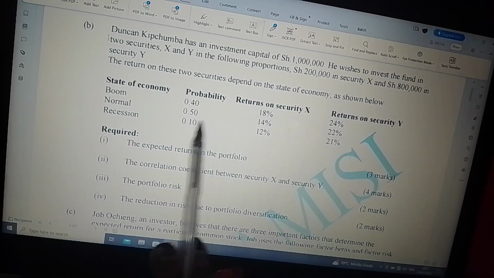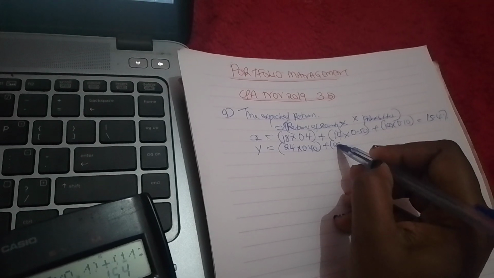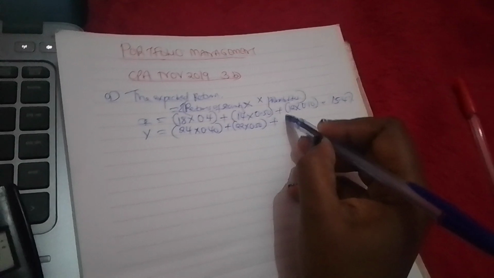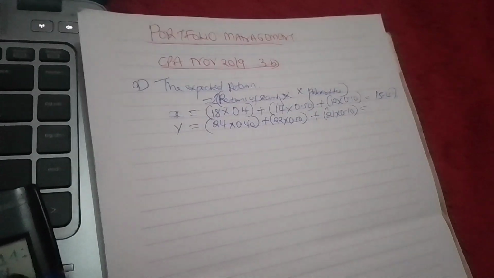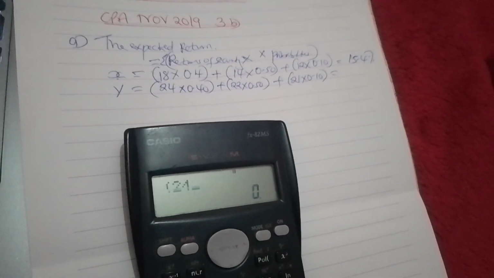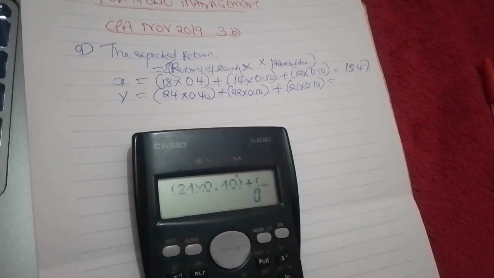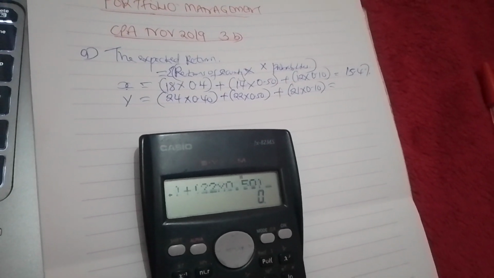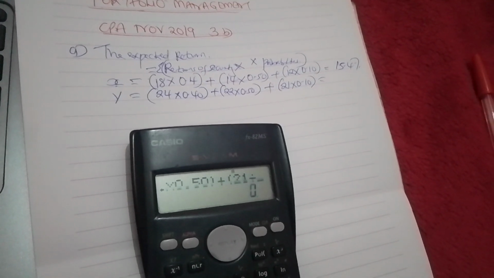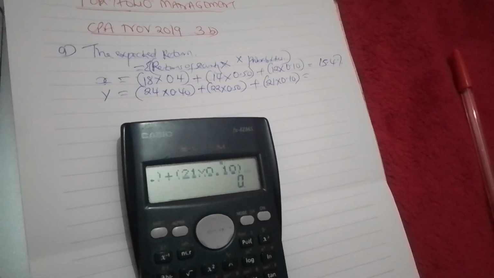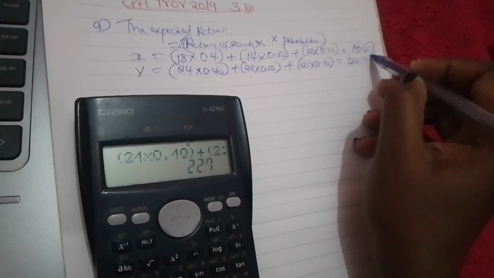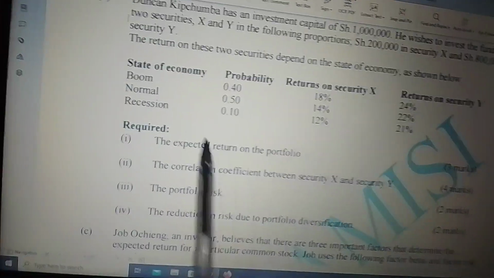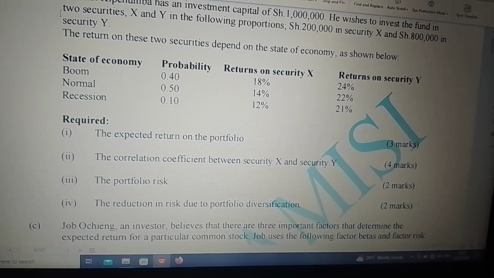Then you go to security Y. For security Y, you do the same: 24% times 0.40, 22% times 0.50, 21% and 0.10. Then you add all of them. So 24 times 0.4, you add 22 times 0.50, you add 21 times 0.10. So you are going to get it at 22.7%. And from that, you have been able to solve the first question. So you have already gotten your 3 marks, the expected return on the portfolio.